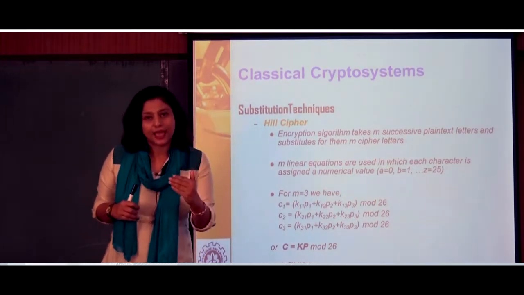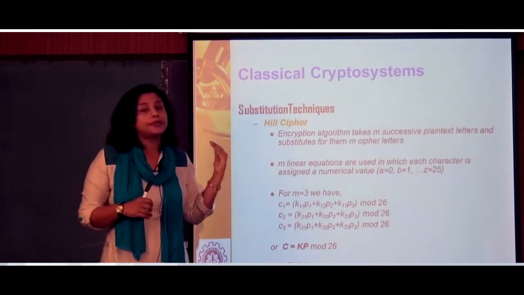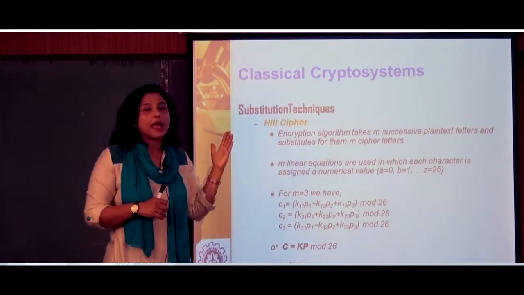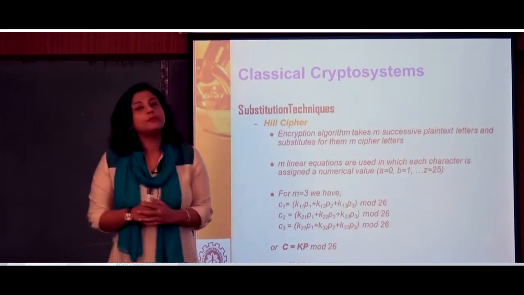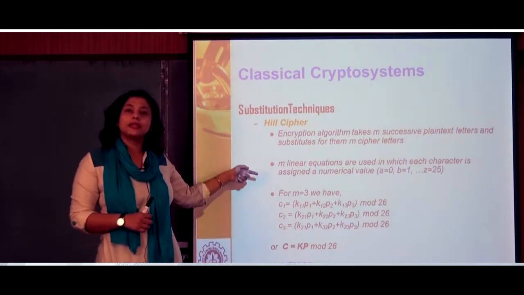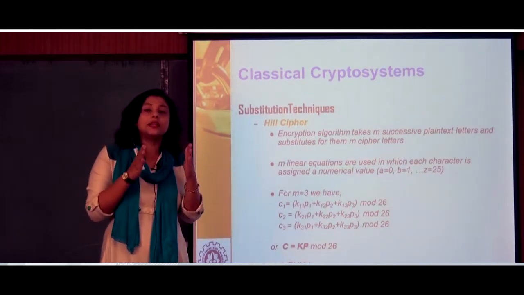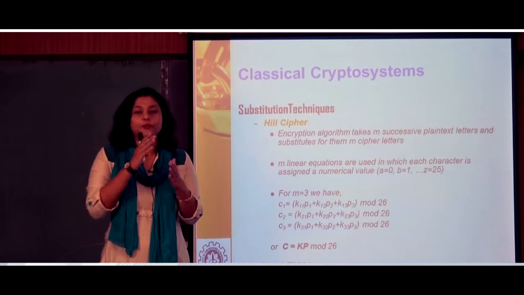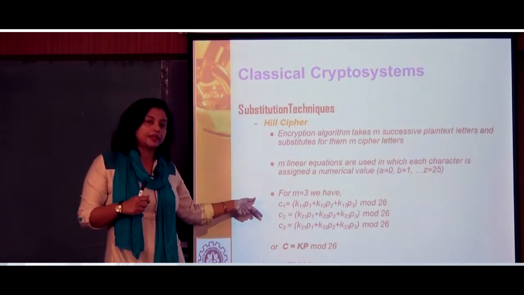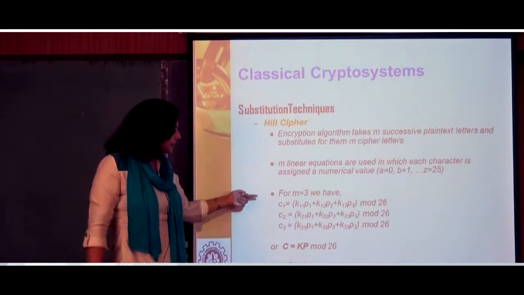That means the letter A will be assigned the value 0, the letter B will be assigned the value 1, the letter C the value 2, and so on up to Z, which will be assigned the value 25. Now let us consider one example where m equals 3. That means here we will be dealing with 3 letters at a time from the plaintext. So correspondingly there should be 3 ciphertext letters for the 3 plaintext letters. Let us see how we form the equations.